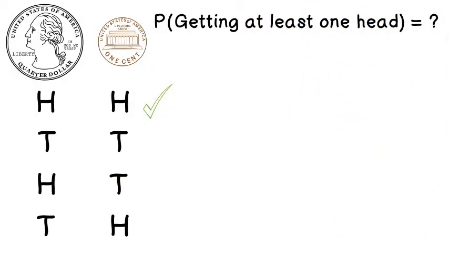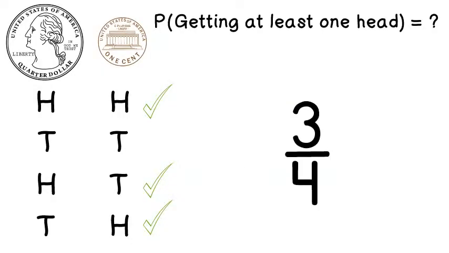Well, the first one has at least 1 heads, the second one doesn't, but the third does, and so does the fourth. So 3 out of the 4 possible outcomes are favorable outcomes, giving us a probability of 3/4.